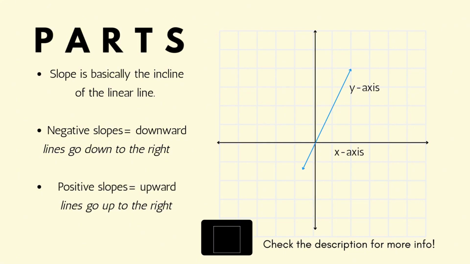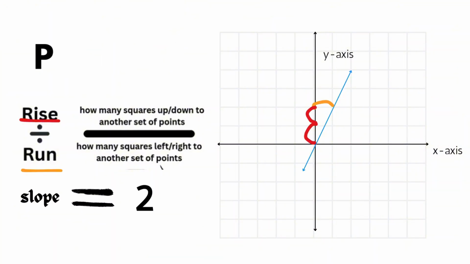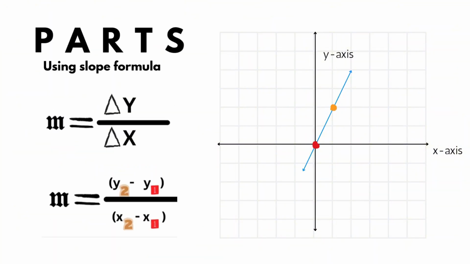There are two ways to find slope. One, the line can be graphed, and the rise/run, basically how many units from one point up or down, which is the rise, and left/right, which is the run, to get to the next point. The other way to calculate slope is using the slope formula.